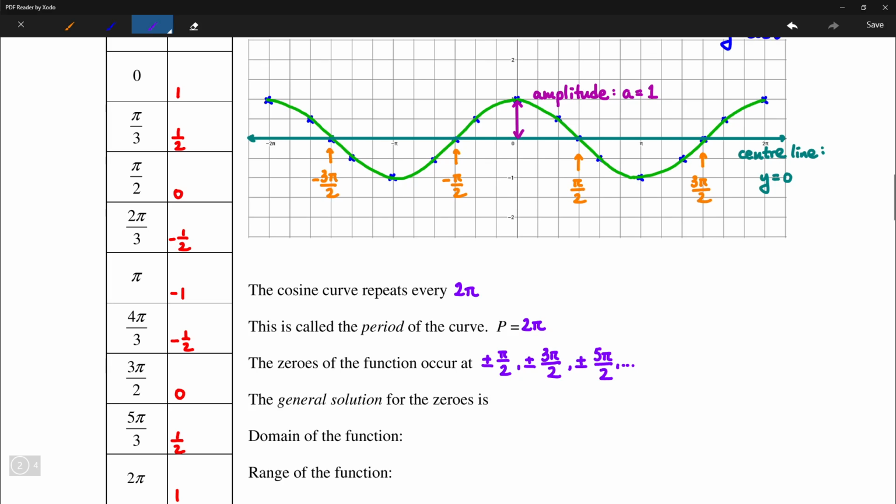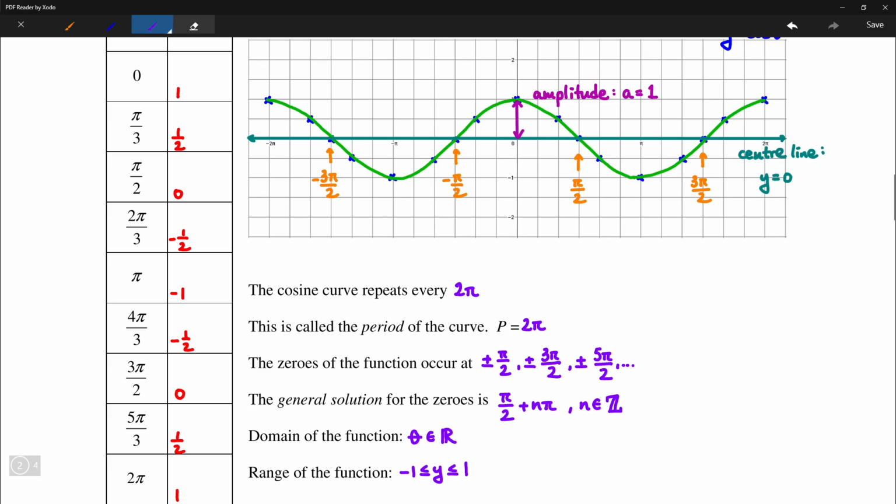To generalize this, we will start with the first principal solution of pi over 2 and add integer multiples of pi. So compare this with the sine theta solutions of n pi. We can see that we added a pi over 2 here to shift the whole graph over by that amount. The domain of the function, once again, is theta is an element of the real numbers, and the range of the function is from -1 to +1, inclusive.